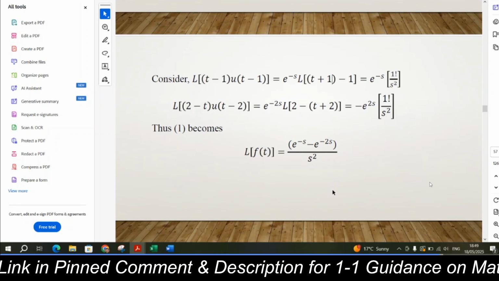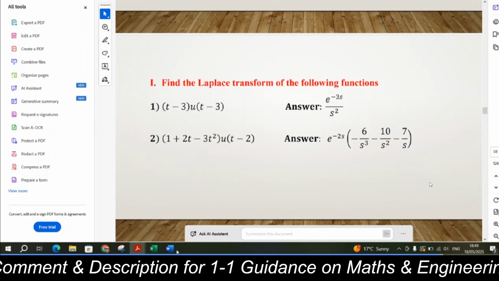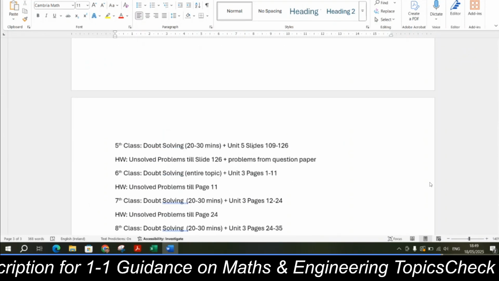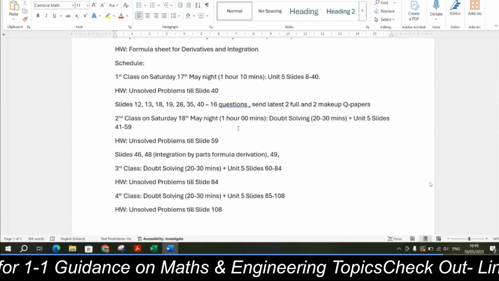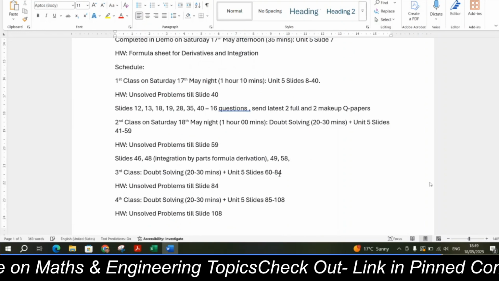So what they have done is, they have substituted t by t plus 1, and that will still, your plus 1 minus 1 gets cancelled, you get t. Again over here you substitute t plus 2, you get 2 and 2 will get cancelled, you will get negative t, which is what you expect, and that's how you get your answer. Clear?